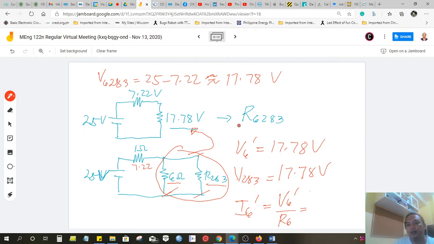17.78 divided by 6, that is equal to 2.96 ampere. So kana lang ha, steady lang sa ni. So padayon ta dere. R 2, 8, 3 is also 17.78, and the 6 ohm is 17.78.